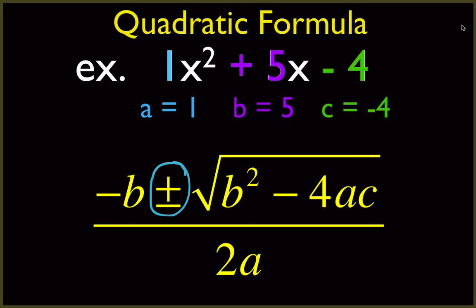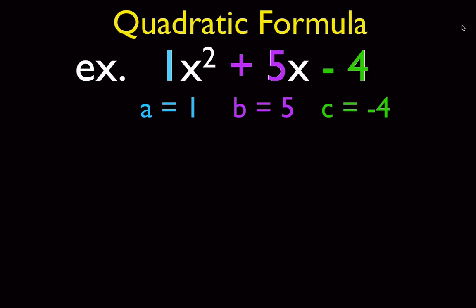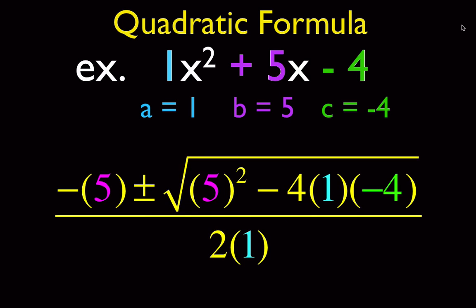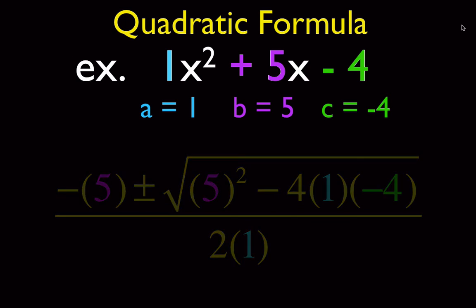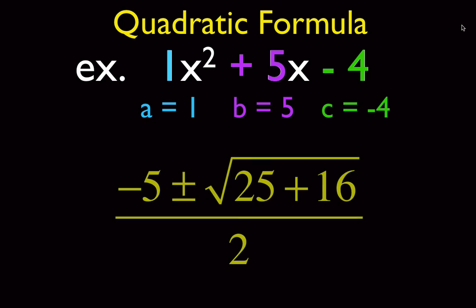So now what we're going to do is we're going to start substituting in. So as you can see, I'm replacing the b's with 5, c with -4, and a with 1. Now I'm going to go ahead and simplify 5 times 5. I'm going to multiply 4 times 1 times -4 and 2 times 1. So that's the next step. Now I'm going to take those two minuses in front of the 16 and turn it into a plus. Combine 25 plus 16, which gives me 41.